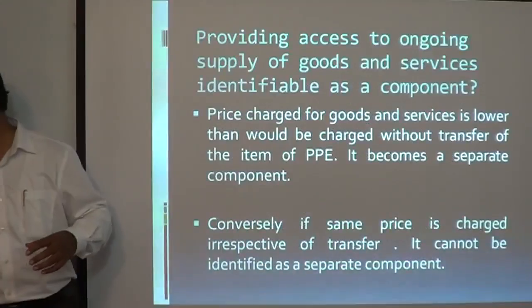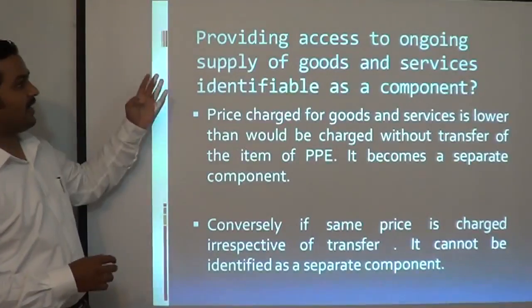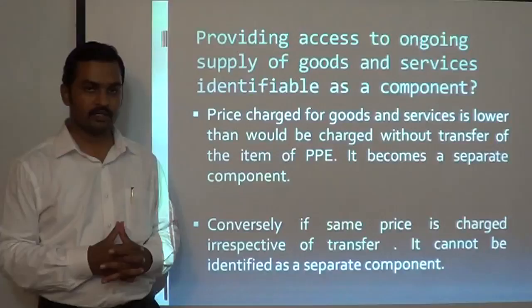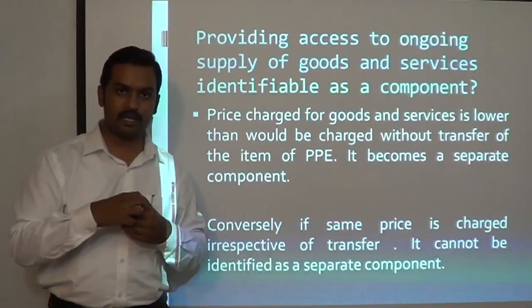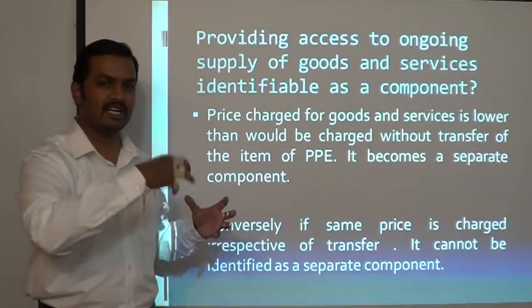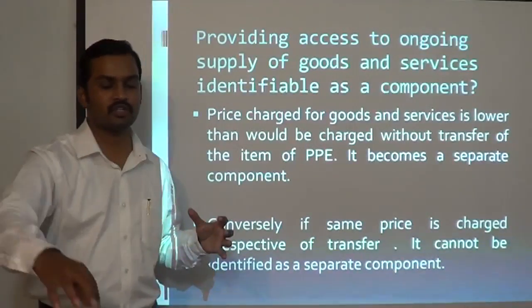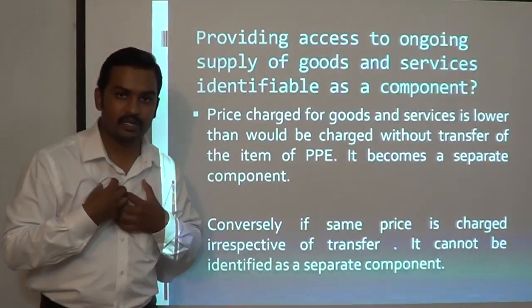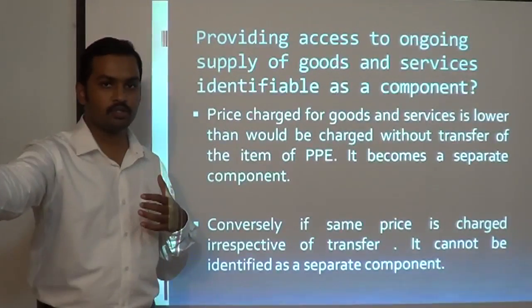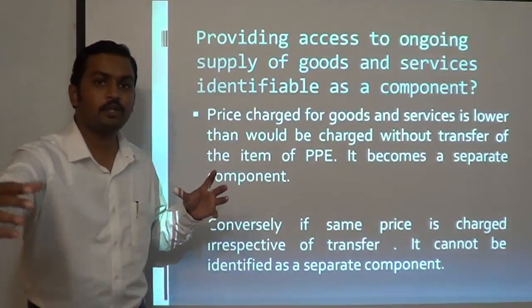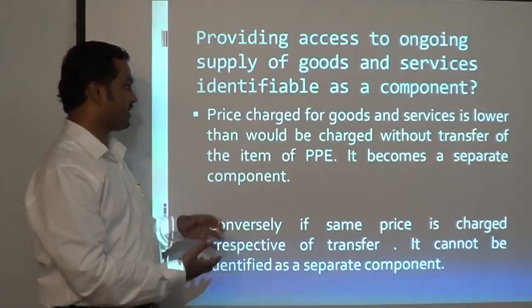Now, sometimes providing access to an ongoing supply of goods and services is identifiable as a component. So, I have received an item of property, plant and equipment. Sometimes in return, I have to allow the customer to get access to an ongoing supply of goods and services. In such cases, the fair value of the equipment which you have received from the customer in exchange for the ongoing supply of goods and services has to be recognized as revenue over the agreement period. Okay, so let us see.